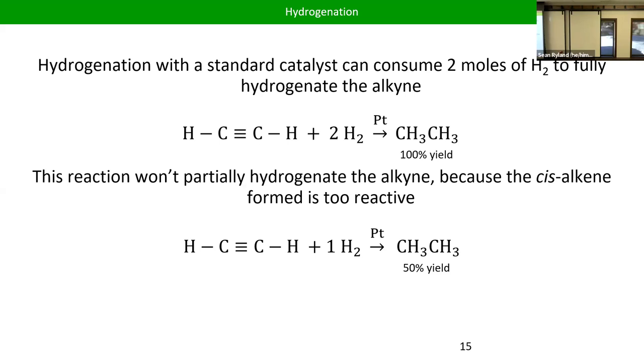You get almost exactly a 50% yield, and 50% of it stays as the alkyne. Which is not all that helpful from a synthesis perspective if we're trying to get it to stop halfway. If we want 100% of the molecules to react once instead of 50% reacting twice.